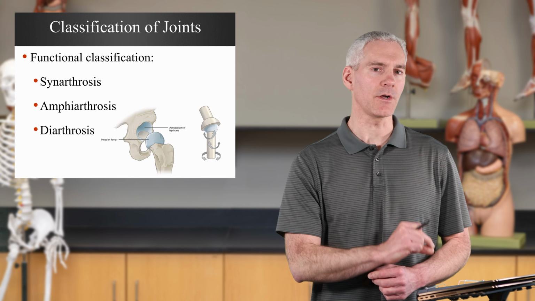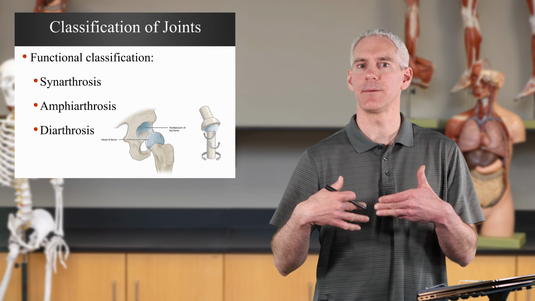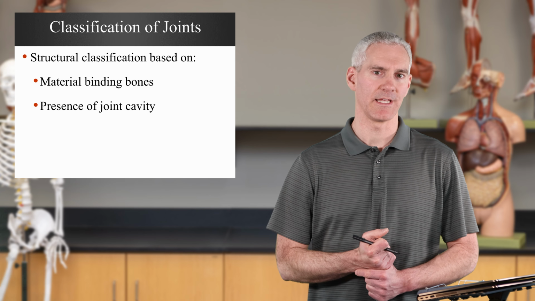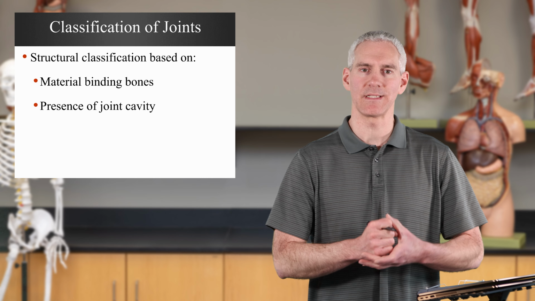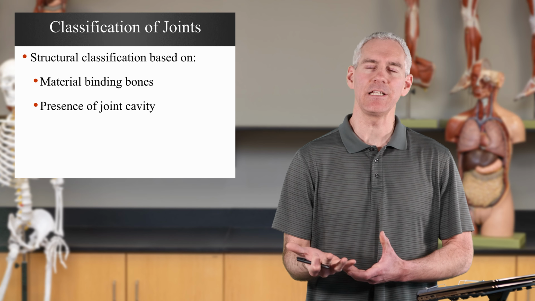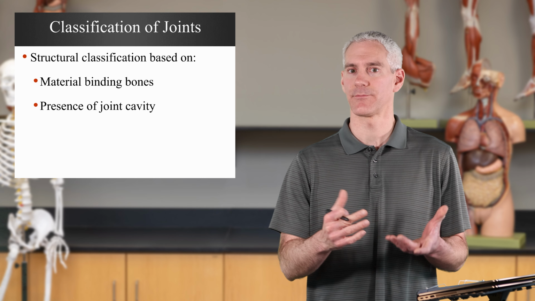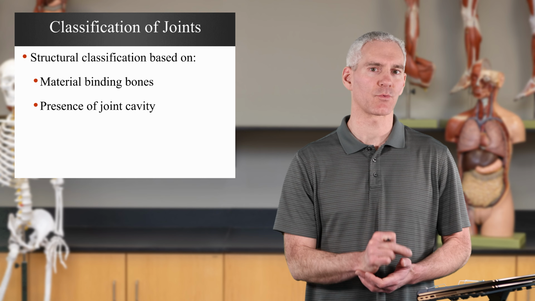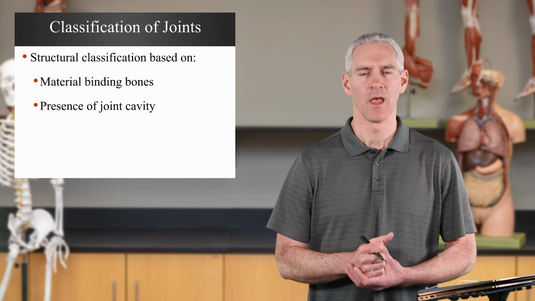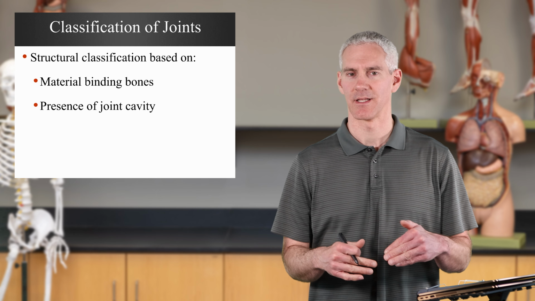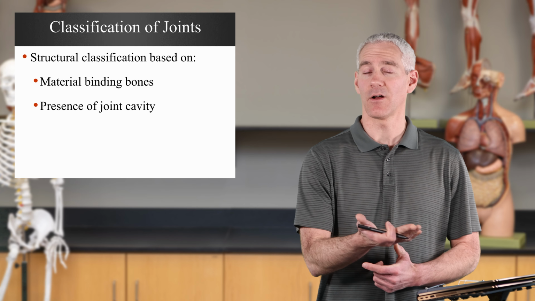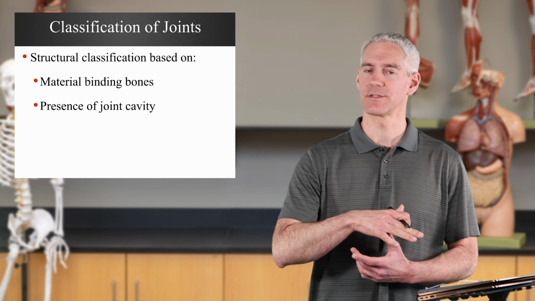Now, taking these functional classifications, we need to apply them to the structural classifications. So the structural classifications are based on what the joint is made of, hence the materials binding the bones. And each type of those different joints here will have different materials. We'll have a total of 3 different main categories for structural classification. Now within each one of these 3, there's subcategories, but there's 3 main types of these structural joints. And also, it's based on is there or is there not a joint cavity.